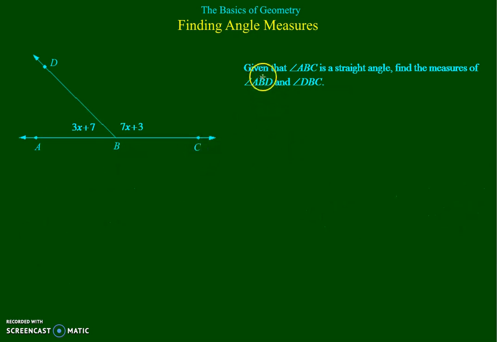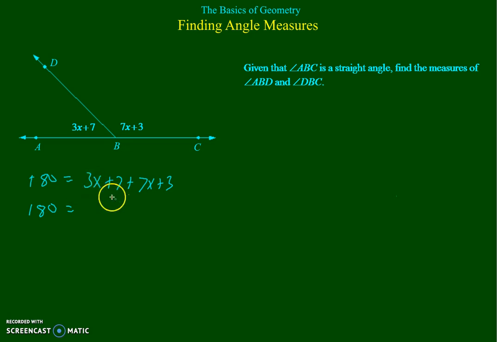In this problem, we're given that angle ABC is a straight angle, which means that the sum of these two angles is 180 degrees, because a straight angle has a measure equal to 180 degrees. And we're looking for the measure of this angle and the measure of that angle. Now I'm not going to bother with the long statement of this plus this equals that. I'm just going to write down that we know that angle ABC, which is 180, equals this angle plus that. That's angle addition postulate. 3x plus 7 plus 7x plus 3.